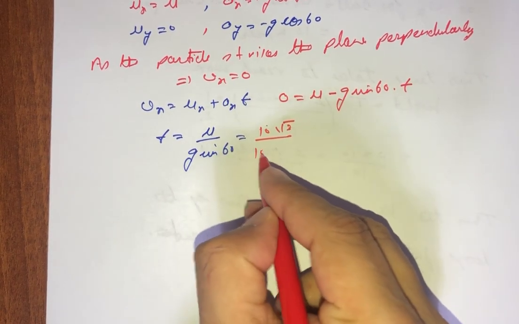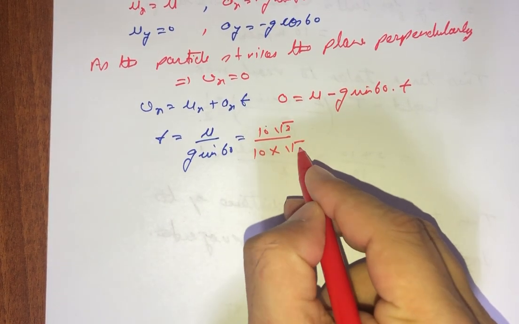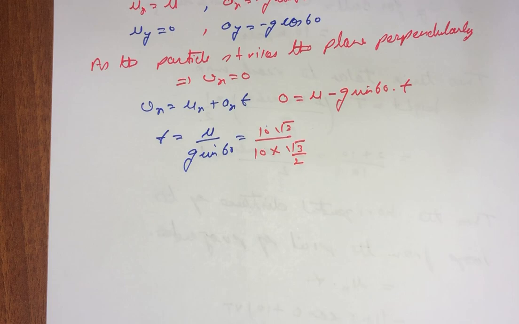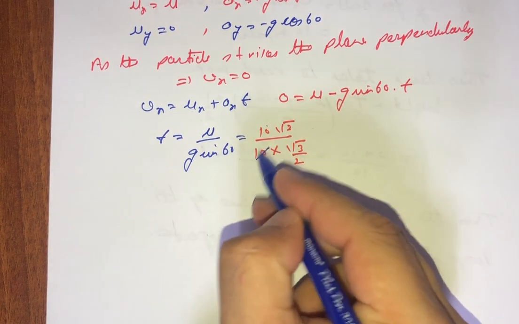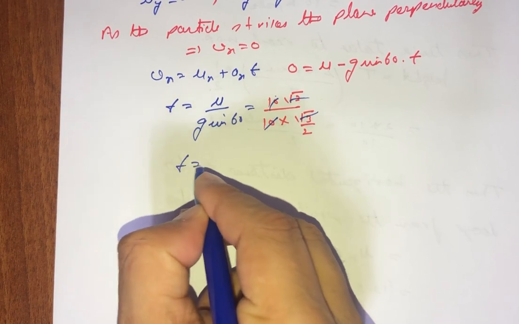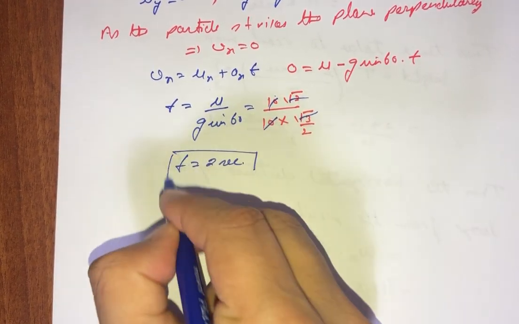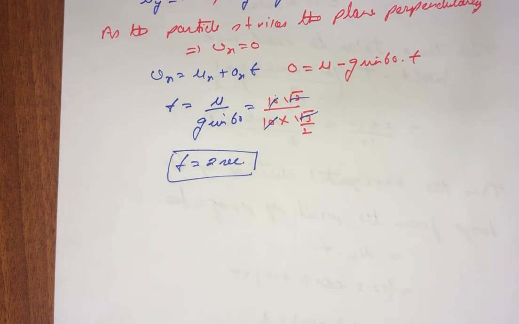We are going to take 10, and sine 60 is root 3 by 2. So 10 root 3 goes. So we can say that time t is equal to 2 seconds. So this is basically the time taken from point P to point Q. Okay.